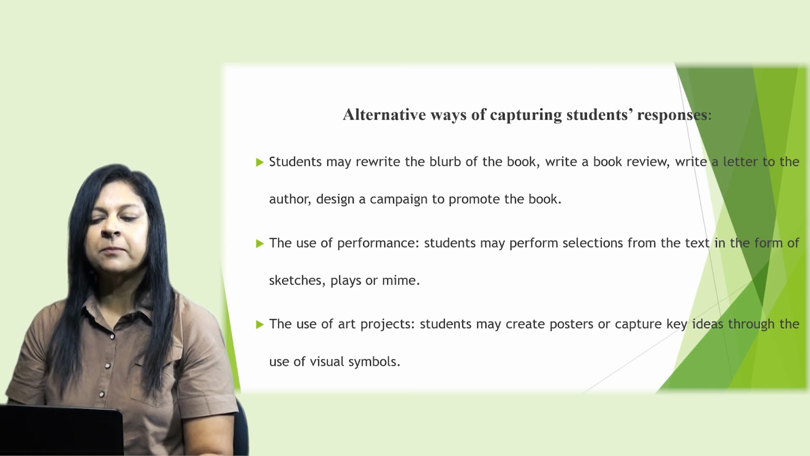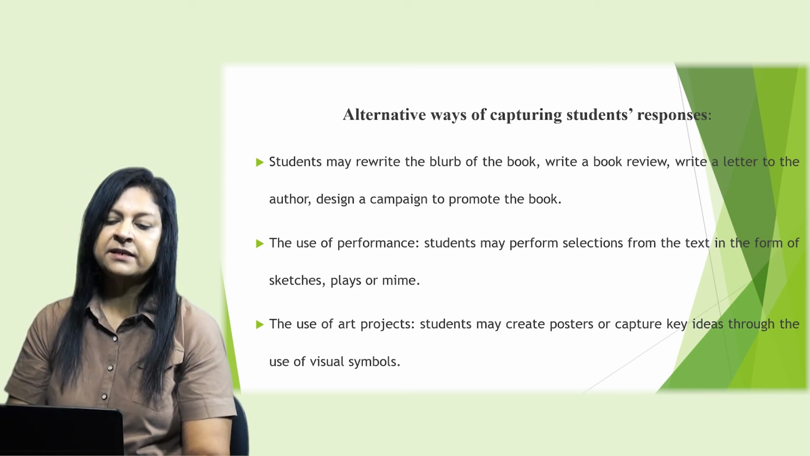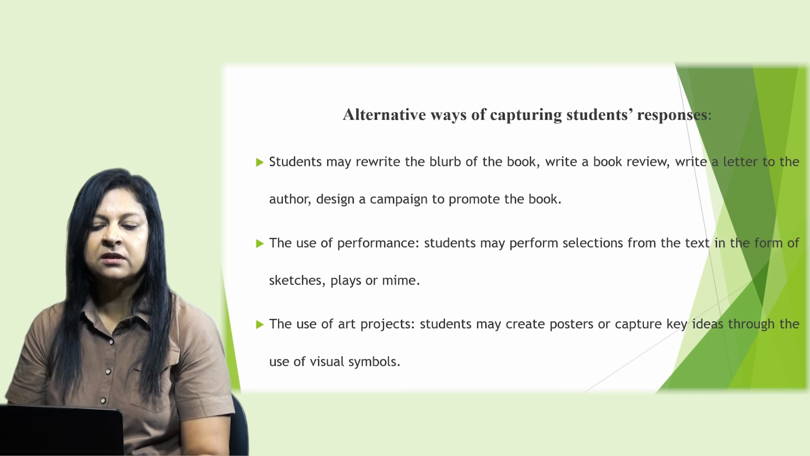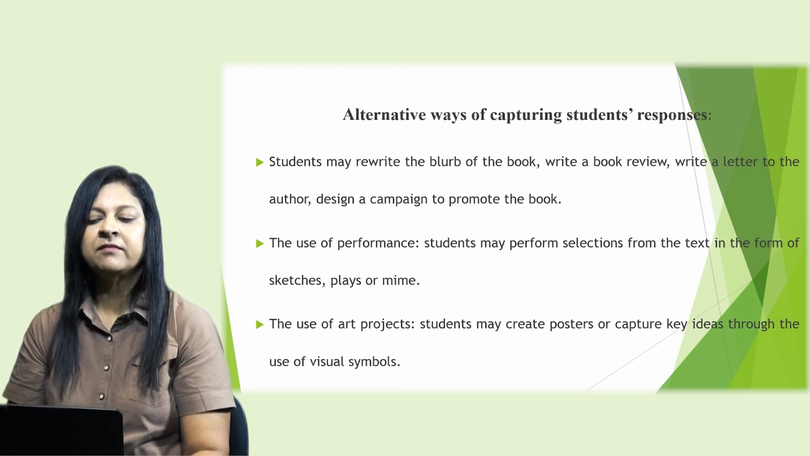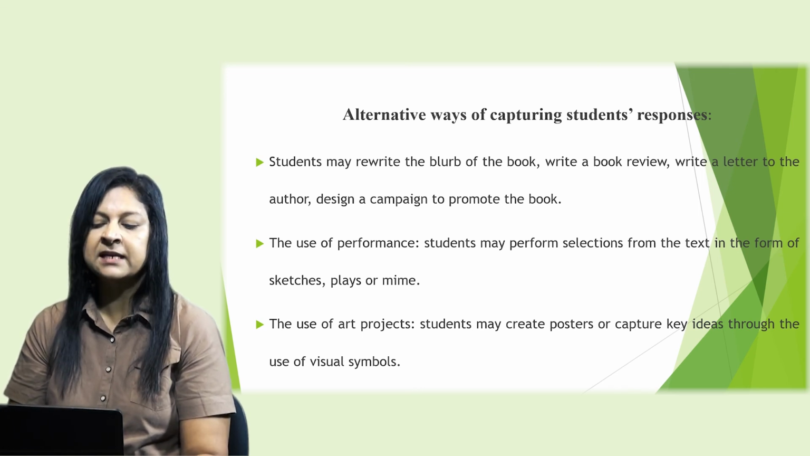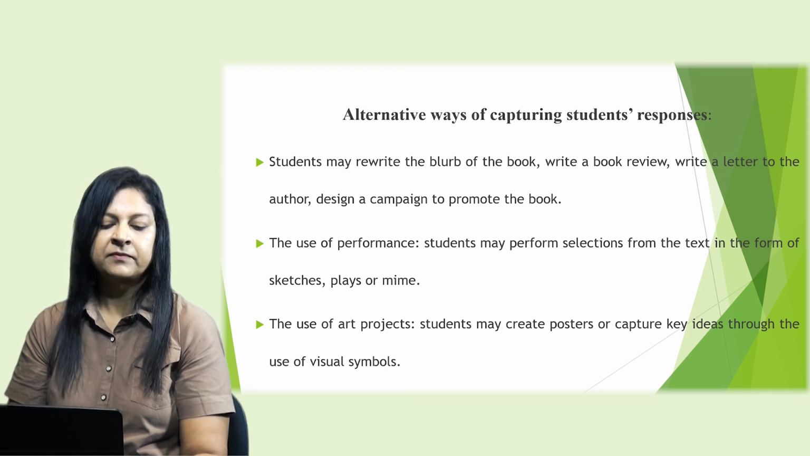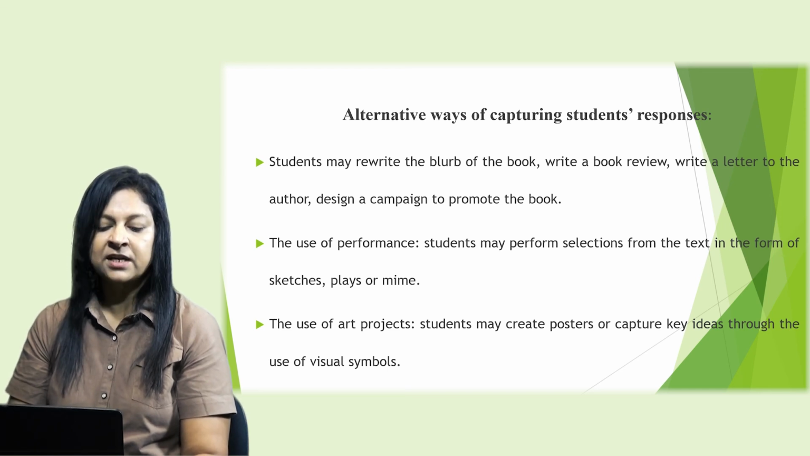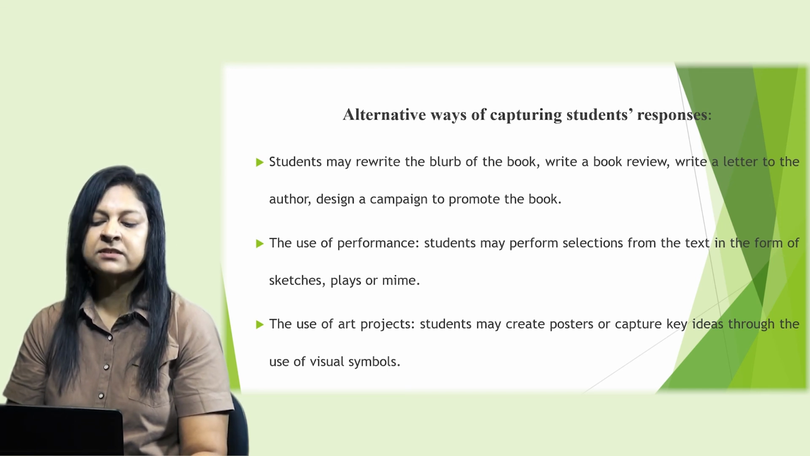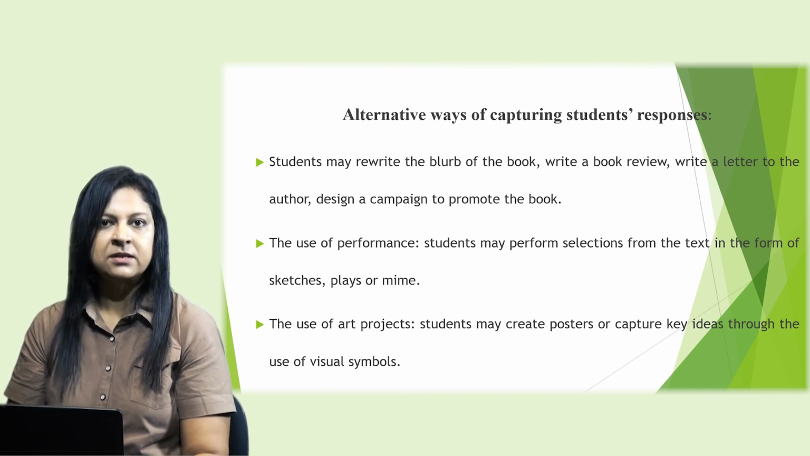Alternative ways of capturing students' responses. Students may rewrite the blurb of the book, write a book review, write a letter to the author, design a campaign to promote the book. The use of performance. Students may perform selections from the text in the form of sketches, plays, or mime. The use of projects. Students may create posters or capture key ideas through the use of visual symbols.